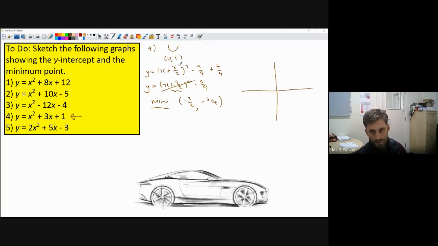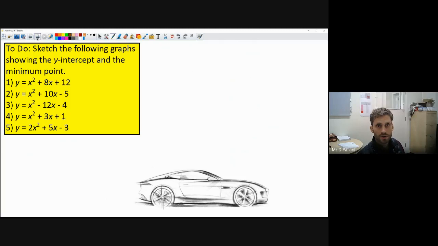So I've got a positive intercept, negative minimum point. So I've got positive intercept, -3/2, -5/4. Good, right. So flying through really, I've got one left to do. Okay, number 5. Bit harder. I've got the U shape. I've got the intercept of 0, -3. That was easy, but then not so easy.